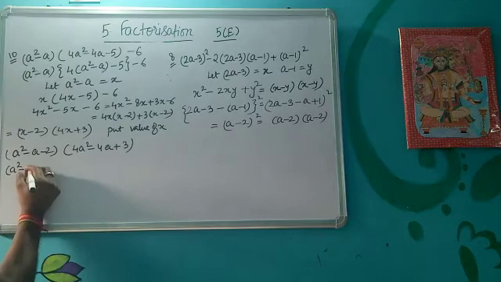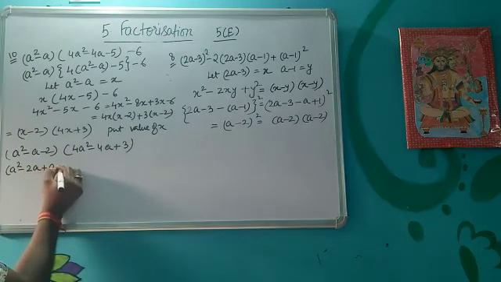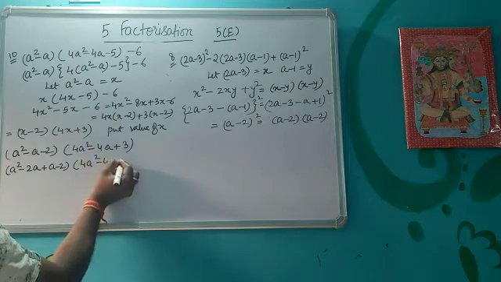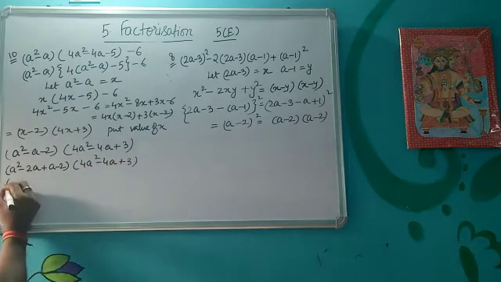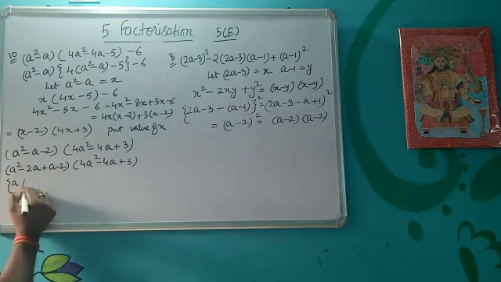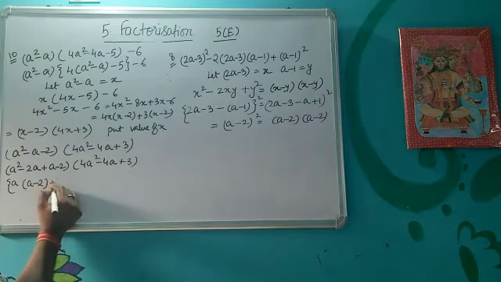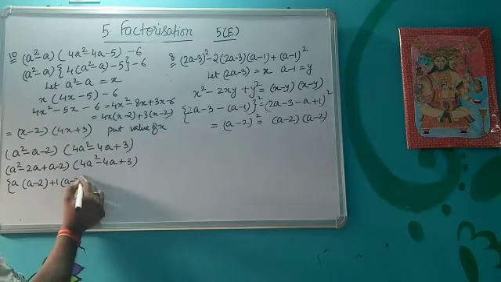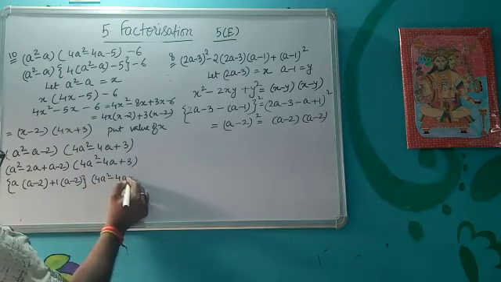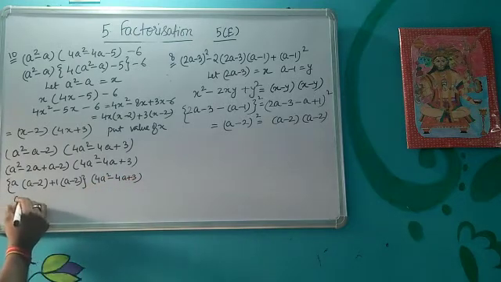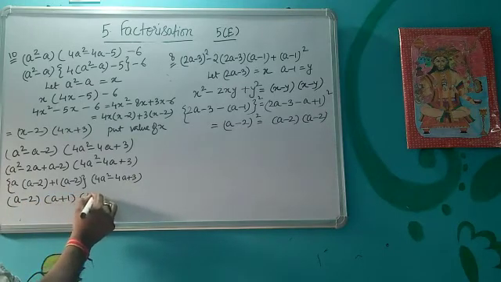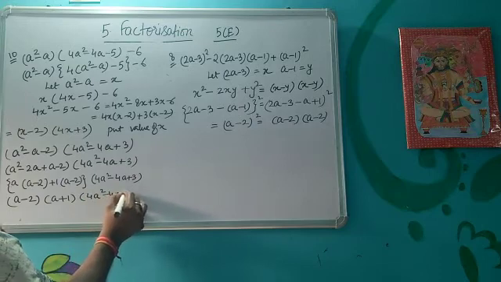A square minus 2a plus a minus 2, and the other factor will be written as it is. Then a we will take as common. So a minus 2 plus 1 into a minus 2. So from here a minus 2 common, a plus 1 and 4a square minus 4a plus 3.